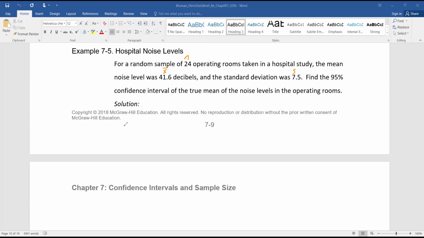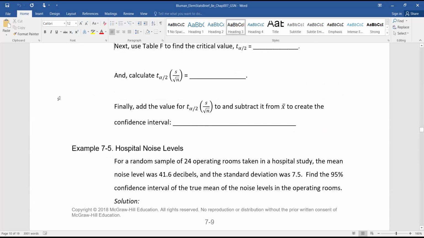So the things I need to know: I got my mean, I got my sample size, I got my standard deviation, I need my Z-score. Oh, sorry. I need my T-score since I do not know population standard deviation. And I need to know degrees of freedom, which would be 24 minus 1, which is 23. So I need to go to 23 and 95. So I'm going to trash this. We'll come back. So 23 and 95.